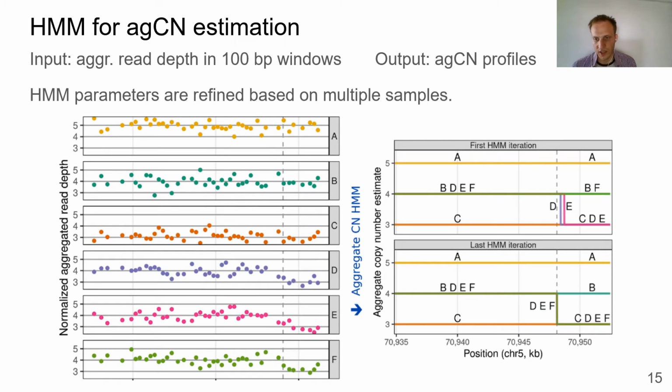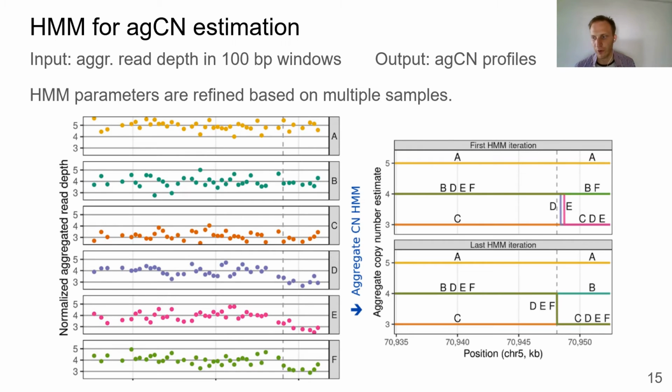We use aggregate read depths as input to the hidden Markov model, and the hidden Markov model will provide us with aggregate copy number estimates. And because we have multiple samples, we can use it to refine HMM parameters. For example, refine initial probabilities and transition probabilities.